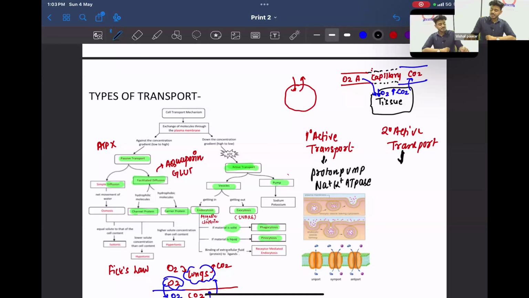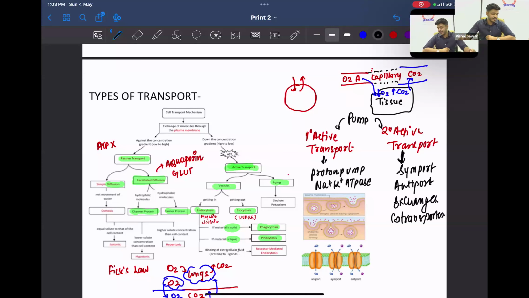Secondary active transport, the trick you have to remember: whenever you see any kind of symport, whenever you see any kind of antiport, you see exchanger, you see co-transporter, when you see these types of words, you will mark your answer as what? Secondary active transport. So this is with the help of pump. We can have primary active, we can have secondary active. Is that okay?